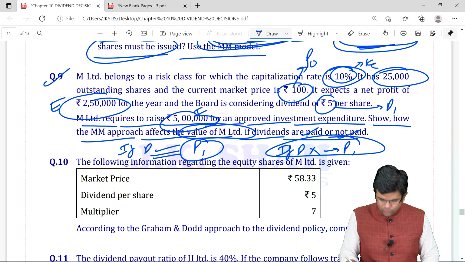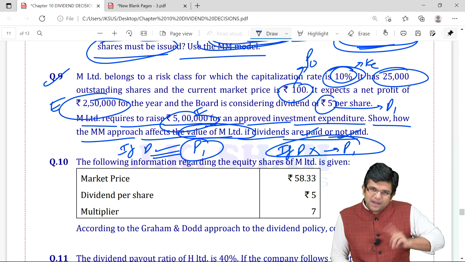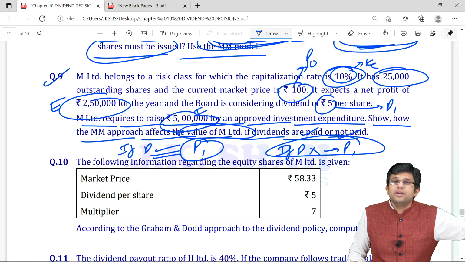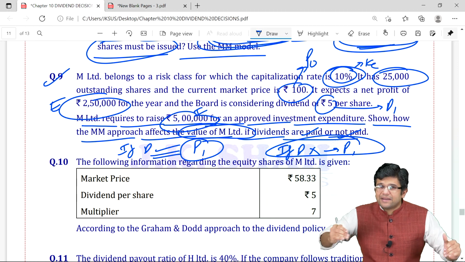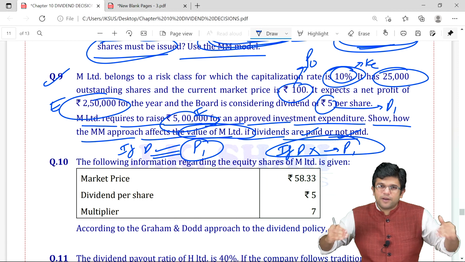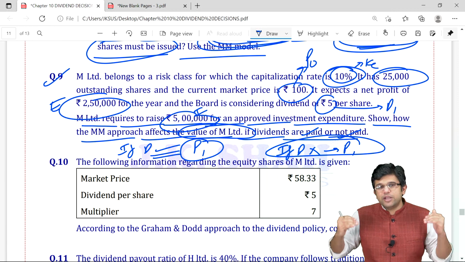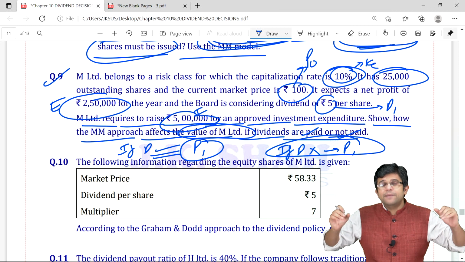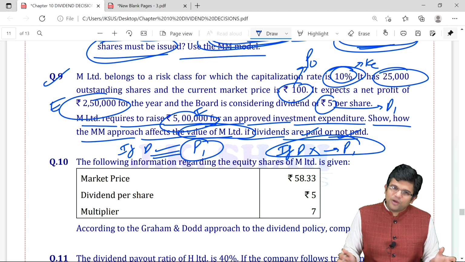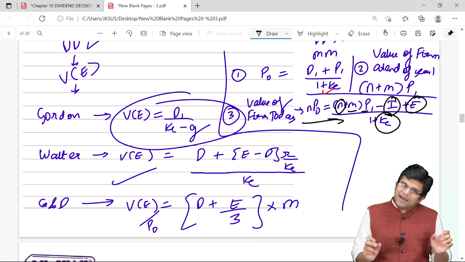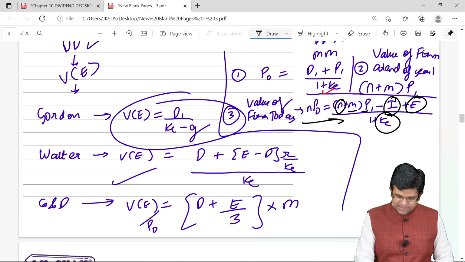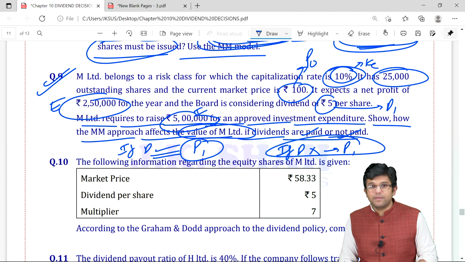First of all, you will have to calculate P1, children, because unless you calculate P1 you cannot find out the new equity shares to be issued. So first calculate P1 for both cases, then calculate the new number of equity shares M that we have to issue to satisfy our investment budget. That M you find out, and once you have that, simply put the numbers in this formula here. You will get the NP0 same for both cases. That is what was there as far as question number 9 was concerned.